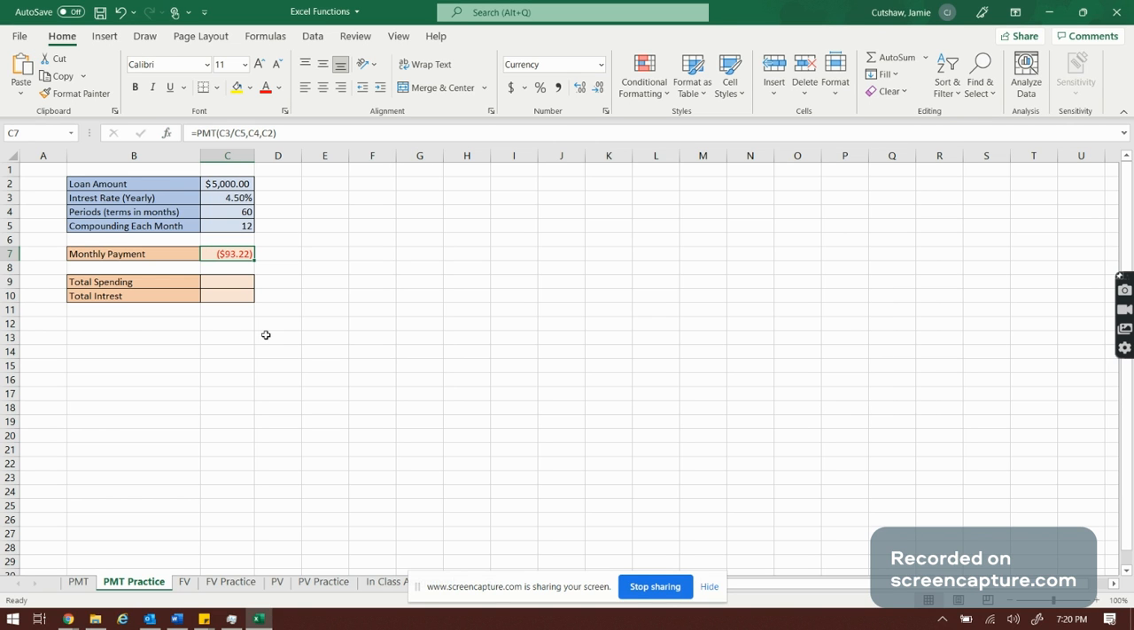Now, what we have here is $93.22. So this is the right number. However, you see it's red. What it means when a number is red is it's a negative. So what you can do, just like I did there, is double click on the number, and we need to make this number a positive number.